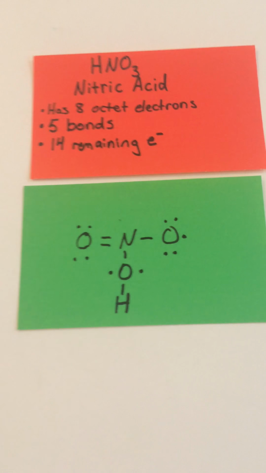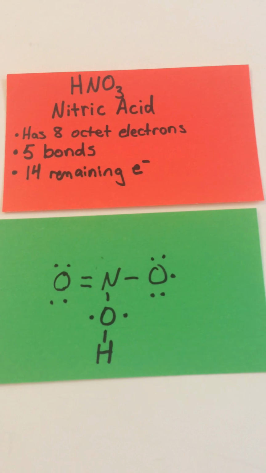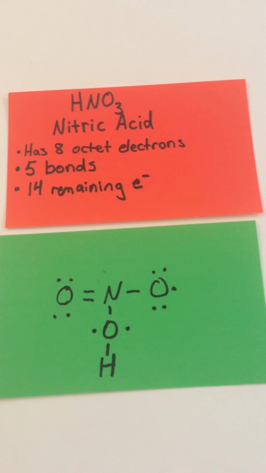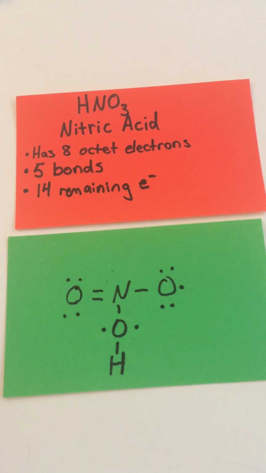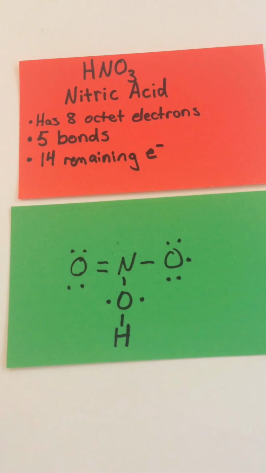For nitric acid, that is what the Lewis structure should look like. We found that all by going through the process of finding the valence electrons and octet electrons, and we were able to create the Lewis structure.